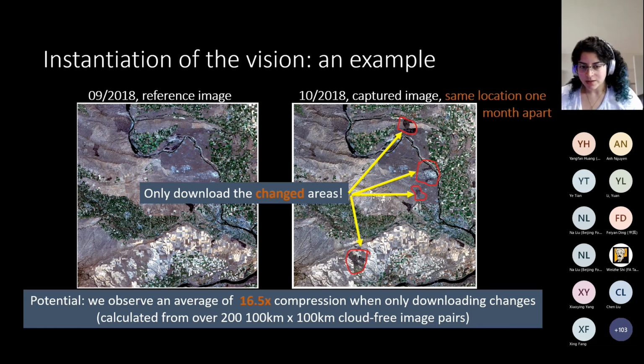One thing that's unique to satellite imagery is that things rarely change. Here you can see two images: one is an area in September of 2018, and the same area captured a month later. As you can see, there's very little change. If you look very closely, you can find some minor changes, but overall very little has happened. What we're trying to do in this project is only download those changed areas rather than downloading everything. We studied a big data set with over 200 100 by 100 kilometer areas, and found that on average just around 5% of the areas actually change. If we are smart about it, we can compress the image by 16.5x.